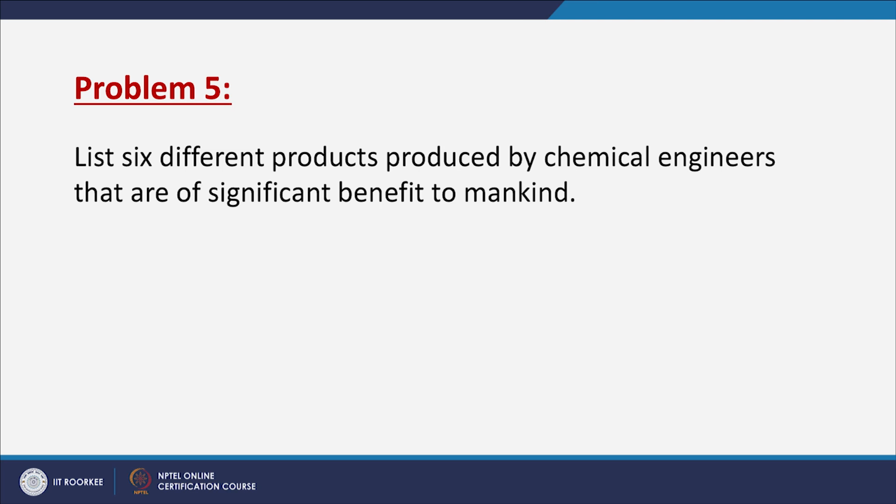In this particular problem, you may list 6 different products produced by chemical engineers that are of significant benefit to mankind. It's a very interesting question. So, there may be penicillin, gasoline, synthetic rubber, paper, plastic, sometimes concrete, and all kinds of food items, etc.